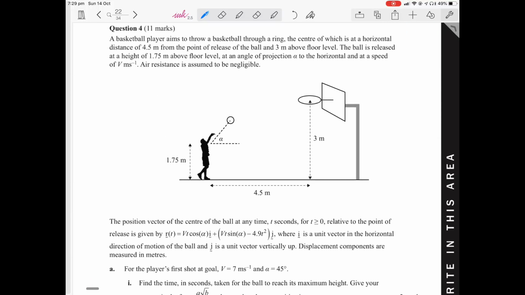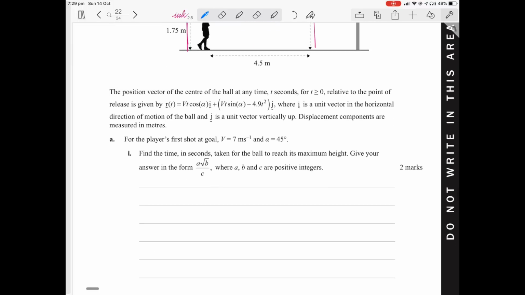Okay, a basketball aimed through a ring, scenario 4.5, release the ball 3. Okay, so that's 1.5 off the ground, that's 3, so this is going to be 1.25, and that distance there is 4.5. Position vector of the ball is given by that, which we could have worked out if we integrated a twice.